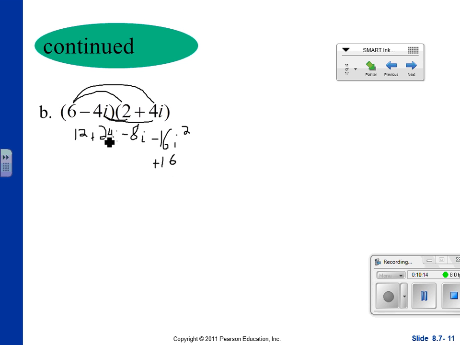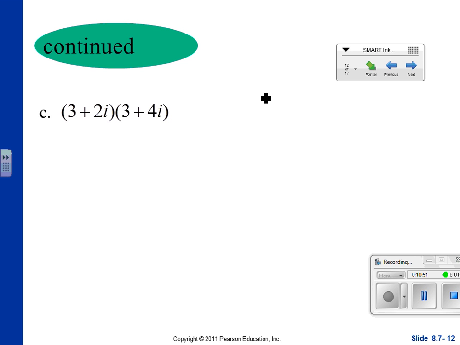And then 24i and negative 8i, those are like terms, so we can add them. 24 minus 8 is 16i. And then we have the plus 12. We now see, since this changed to just the plus 16, we can combine it with the plus 12. We get 28 plus 16i. So anytime you do FOIL here, you usually end up with an i term and a real term, an imaginary part and a real part.